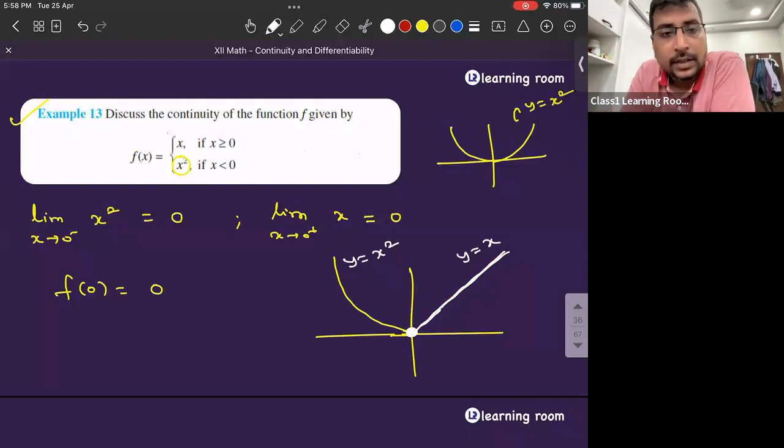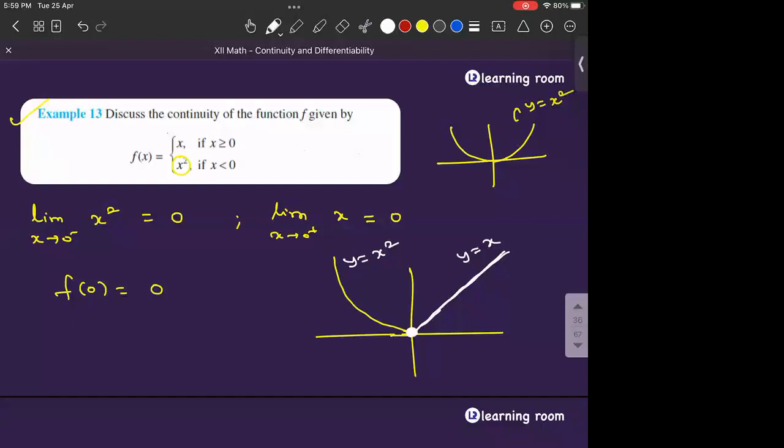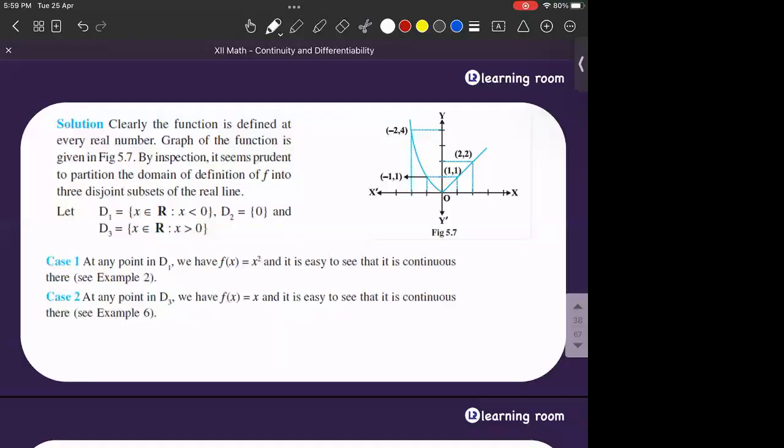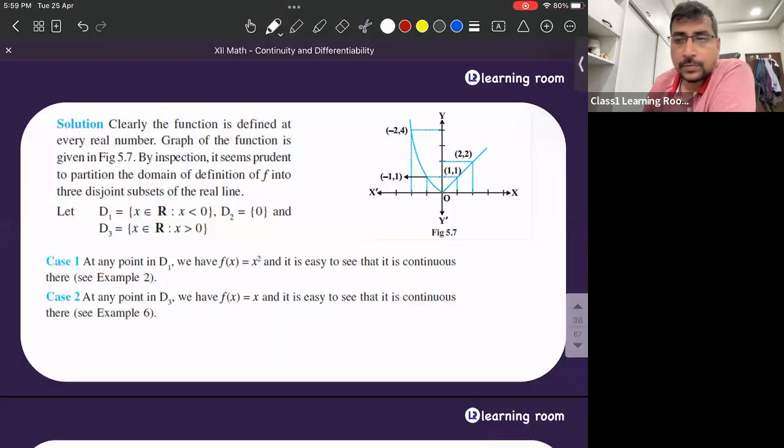If there is any doubt, please get it clarified. Shall I proceed? Yes, sir. So this is how they have given it. See, this is how the graph looks.